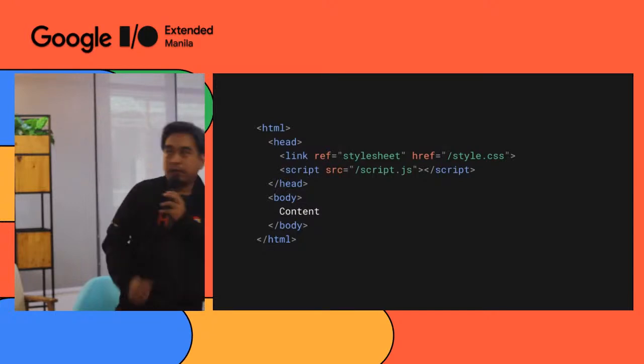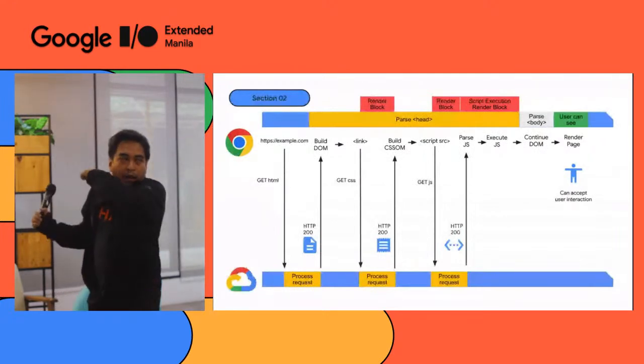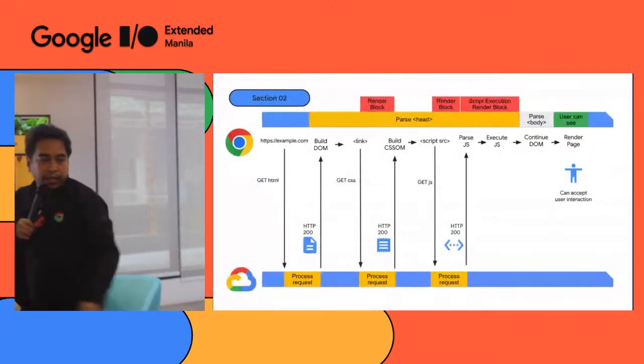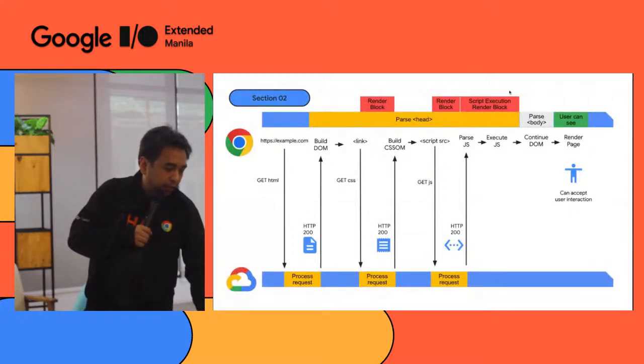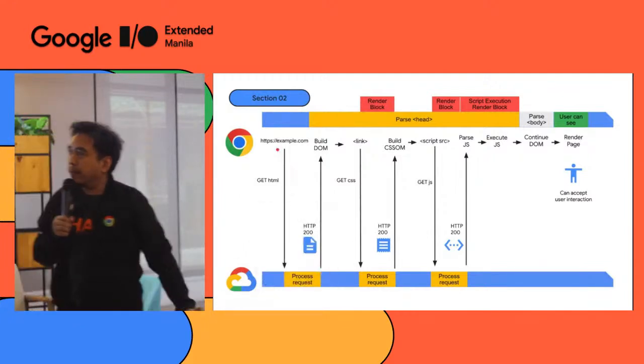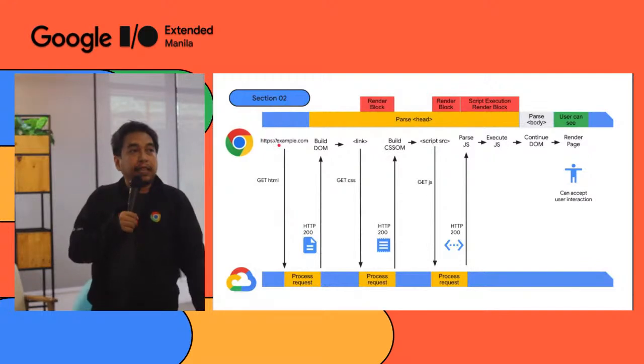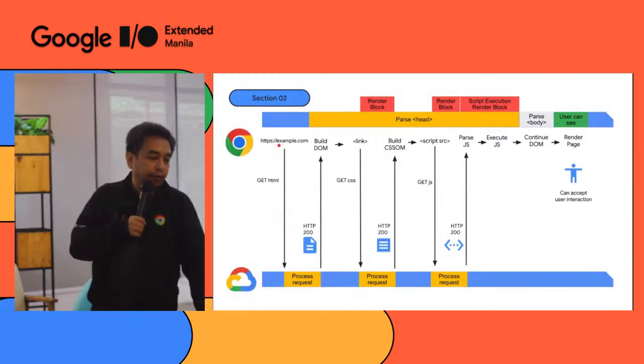Now, how does it show or render sa screen? Okay, so it starts with this one. You have your URL that sends a request sa server. Get the HTML, i-build yung DOM.